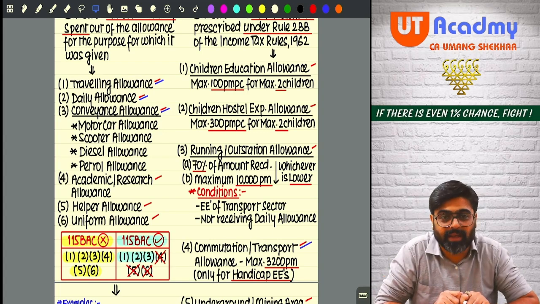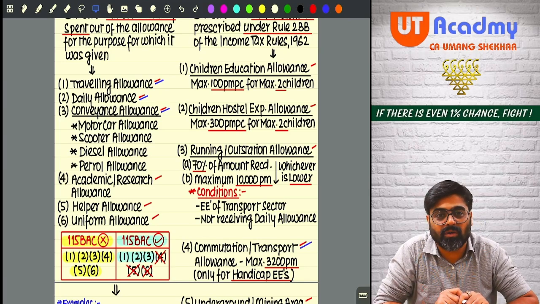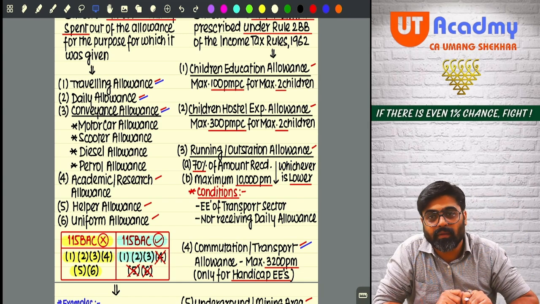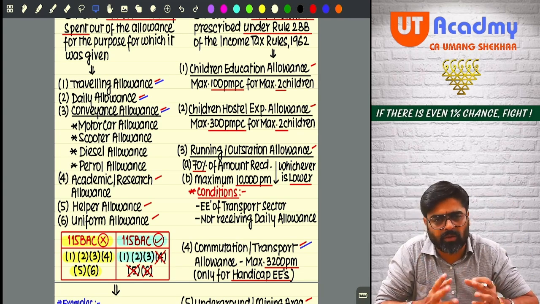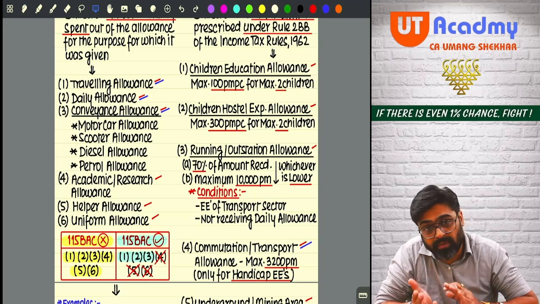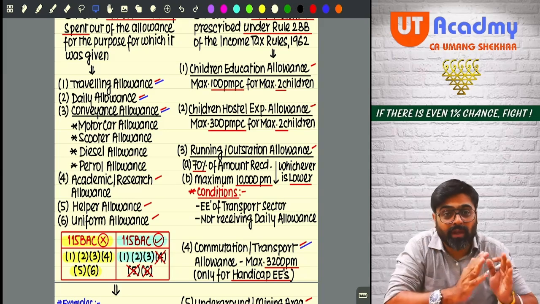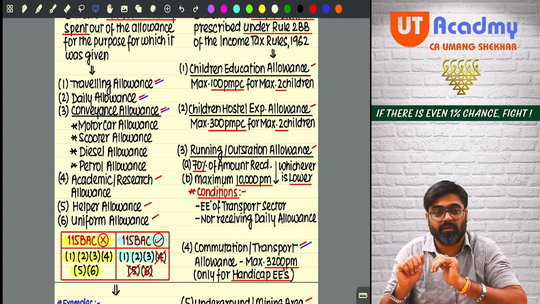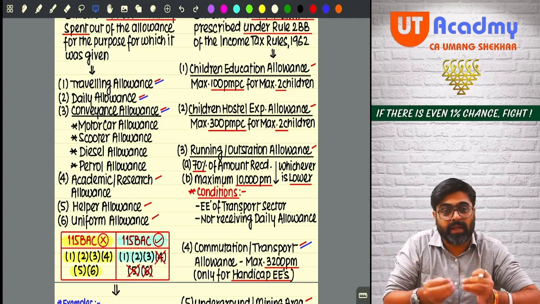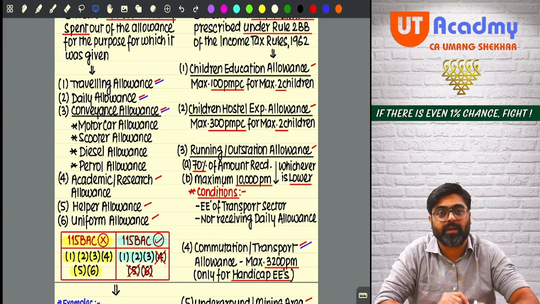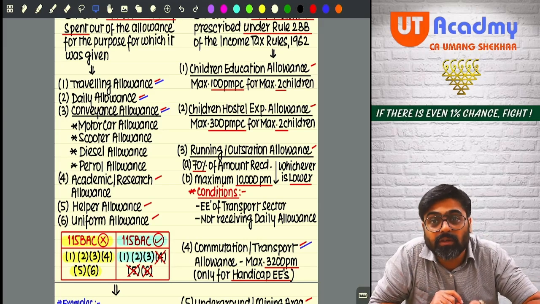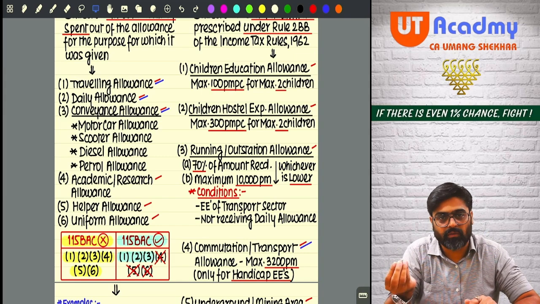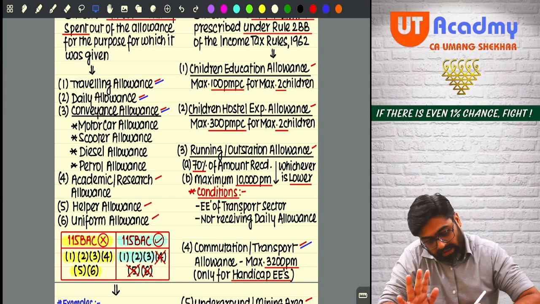Some Xeroxes are to be taken, some stationery has to be purchased, yes or no? Or for example, some couriers are to be done. There are many small petty expenses which you have to meet in the course of your employment. To meet such expenses, your employer might give you an allowance. So the allowance given to meet your daily expenses happening in the course of employment, that is known as what? That is known as daily allowance. Out of that, whatever you will spend, that is exempt. Whatever you will save, that is taxable. Done? Next one is conveyance allowance.